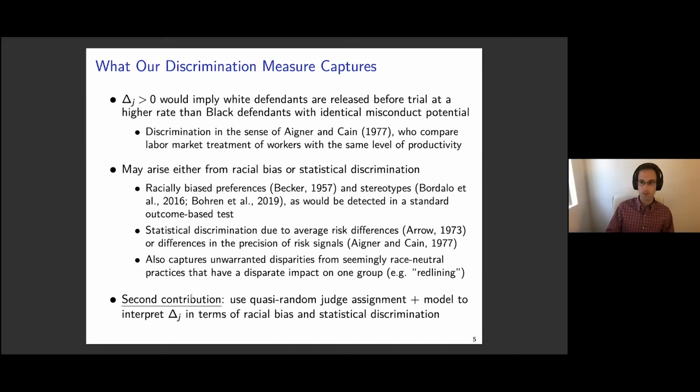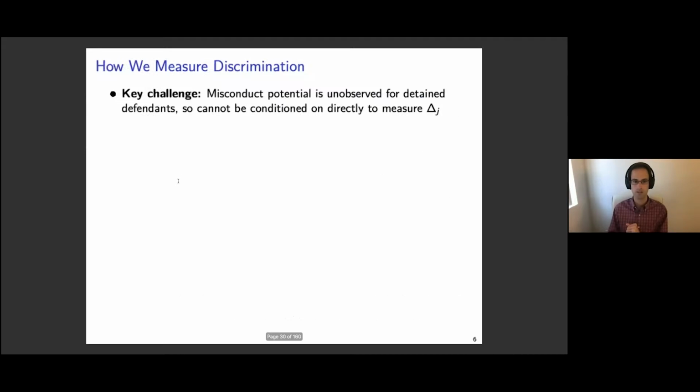We do have a second contribution in the paper that I don't think I will be able to talk too much about, but I just wanted to flag that our measure captures a lot. In order to come up with a policy response, in some cases, you might want to know exactly what's driving this unwarranted disparity. So we do at the end have a model that allows us to disentangle: is this racial bias, is this statistical discrimination? But I don't think I'll have much time to discuss that.